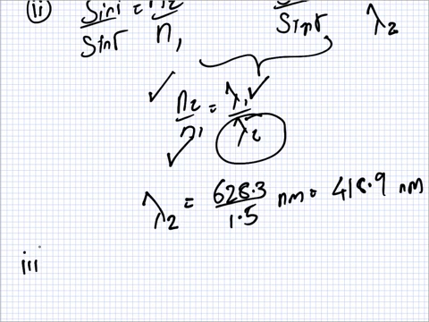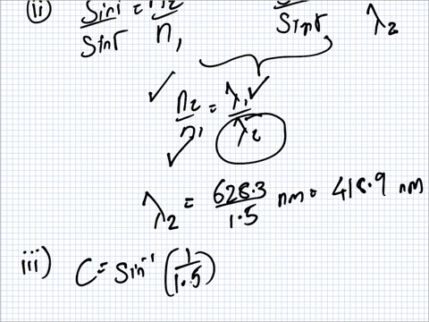Does anyone remember the formula for the critical angle? Sine inverse, yeah, it'll be 1 over, in this case, 1.5. Actually, this was one of your experiments as well. 41.8.